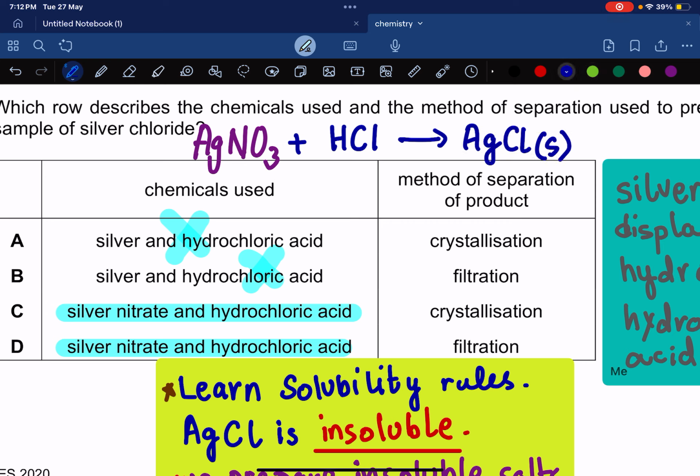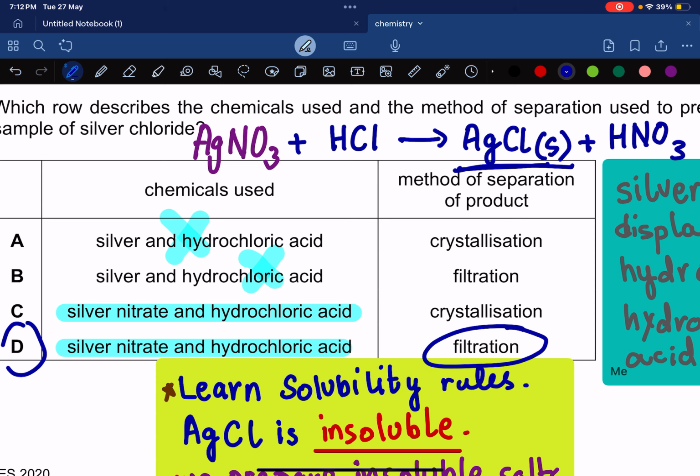Why a solid? Because AgCl is insoluble, plus HNO3. And now, since it's insoluble, it can easily be separated by filtration. So the option is going to be option D.